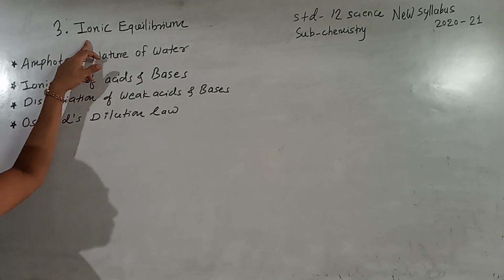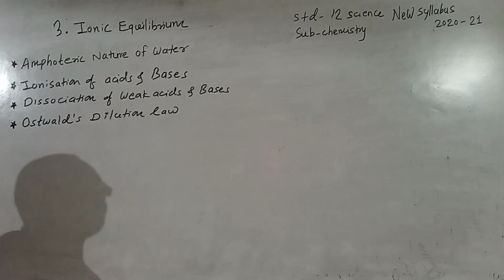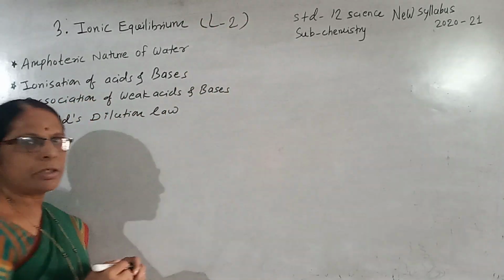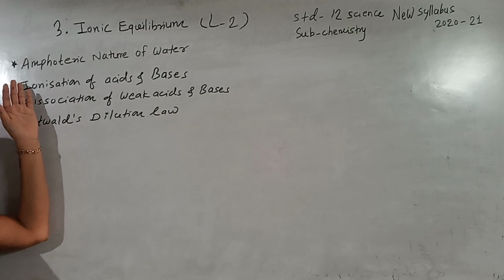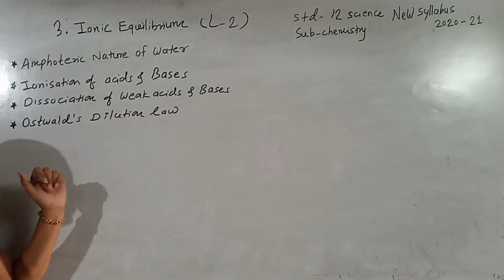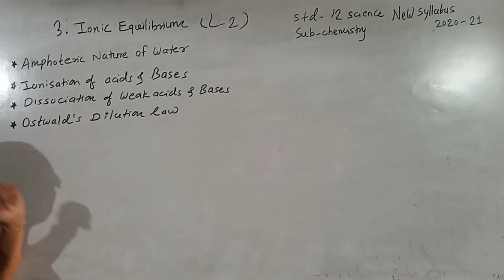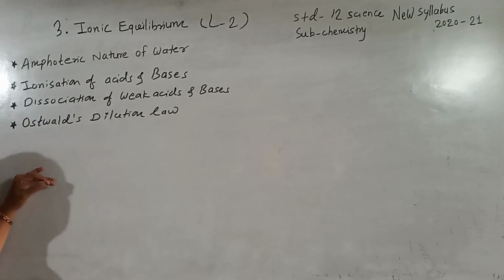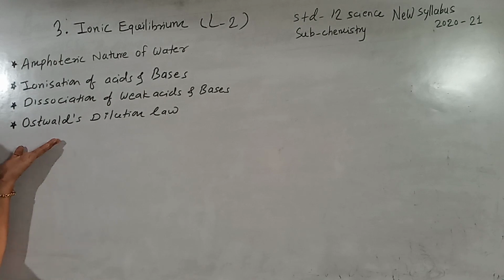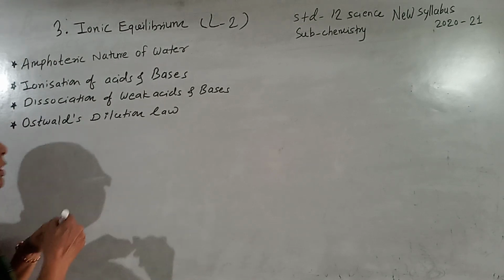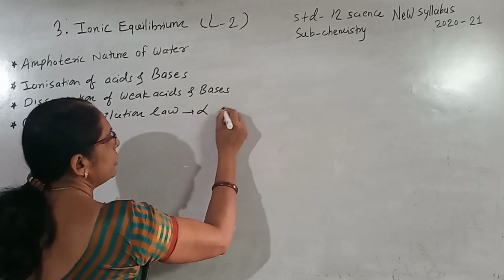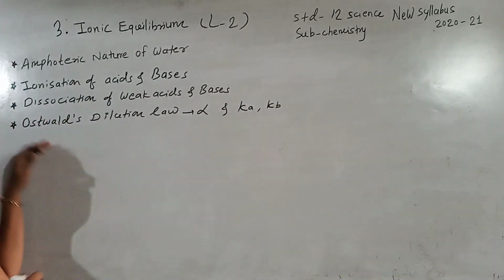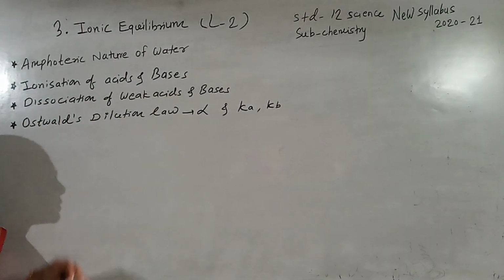Now in the ionic equilibrium chapter, this is the second lecture. In this lecture, we are discussing the important topics. First, the amphoteric nature of water. Then ionization of acids and bases. Dissociation of weak acids and bases. And then the law which gives a relationship between the degree of dissociation and the dissociation constant of acids and bases, that is Ostwald's dilution law. We can discuss this one by one.